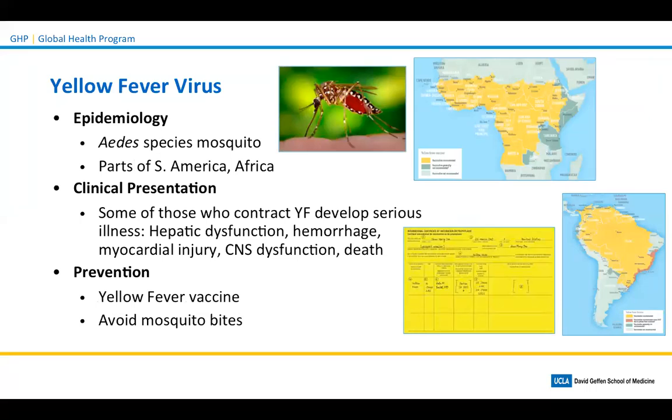In terms of yellow fever virus, this is also spread by the mosquito, found in parts of South America and Africa. With regard to its clinical presentation, some of those who contract yellow fever develop very serious illness, which includes liver dysfunction, hemorrhage, myocardial injury, CNS dysfunction, and death. Preventing yellow fever is possible. There is a vaccine, and of course, vector avoidance is key.